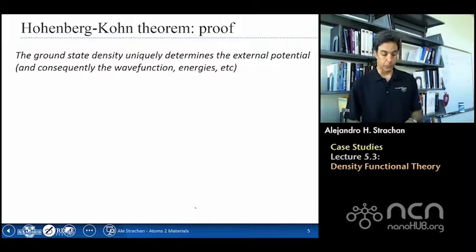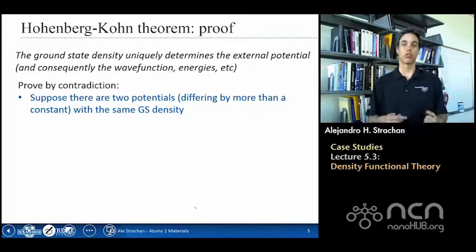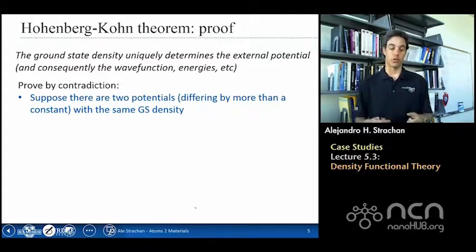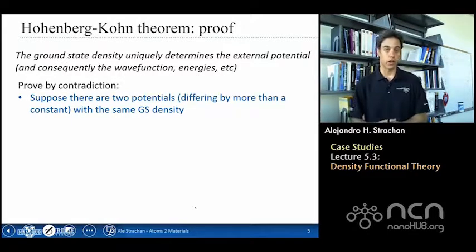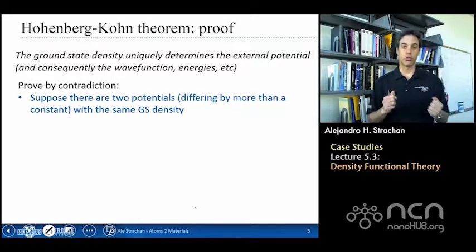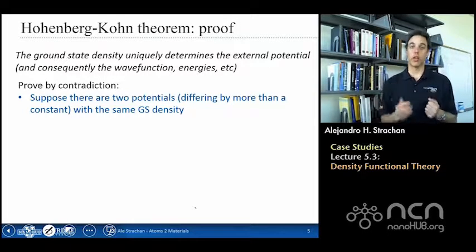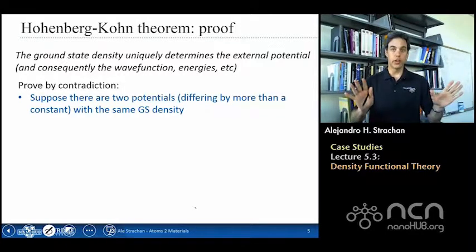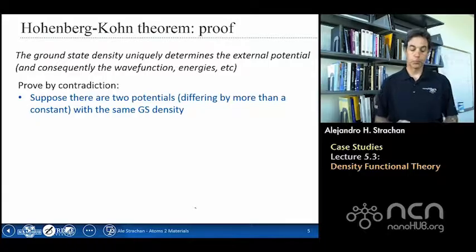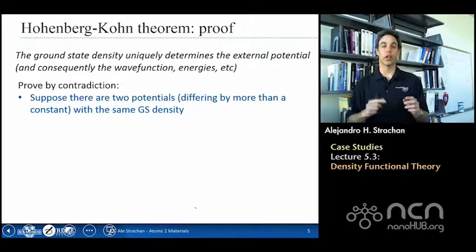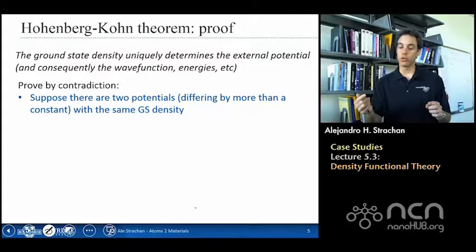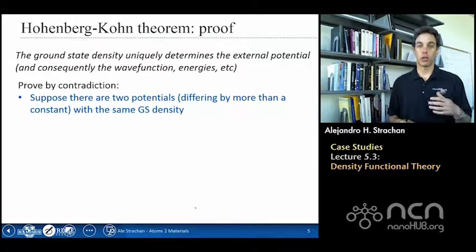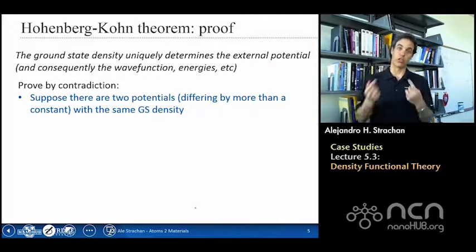So let's prove the theorem. We're going to prove it by contradiction. What we're going to do is make an assumption that the theorem is incorrect, and we're going to see that we arrive at an absurdity. So we're going to contradict Hohenberg and Kohn. We're going to suppose that there are two different potentials with the same ground state density. That means that the ground state density would not uniquely determine the potential. So two potentials, same density.